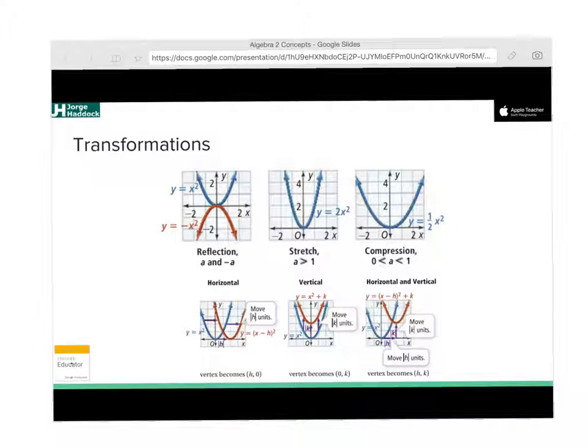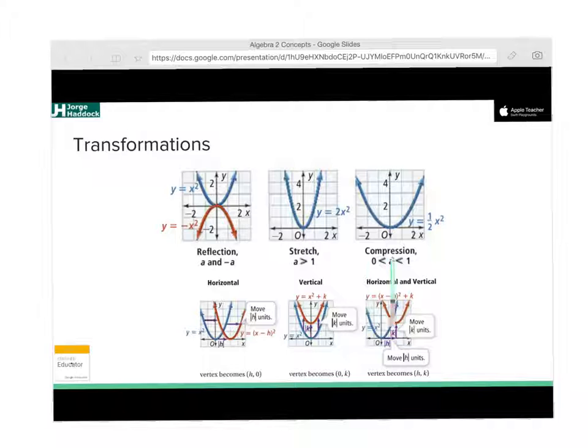The stretch means that when the absolute value of a is greater than 1, it's going to have a stretch. It also has a stretch if it opens down. In this case, 2x squared, so that means it's going to have a stretch. It's going to be a thinner graph, with the sides closer to each other.